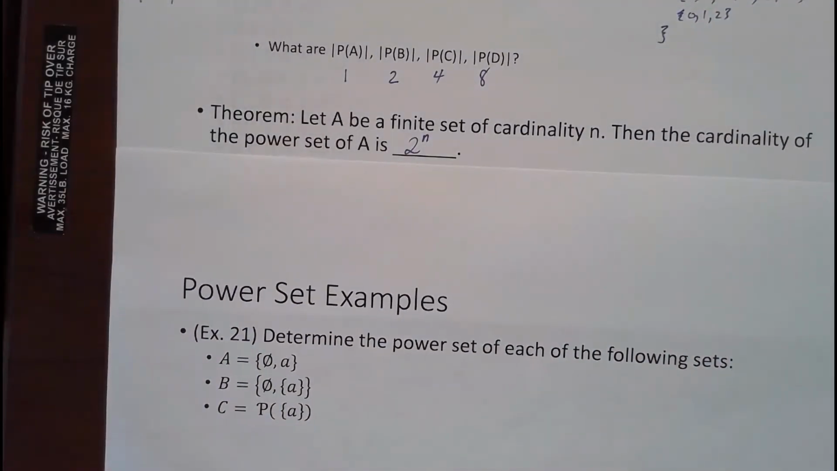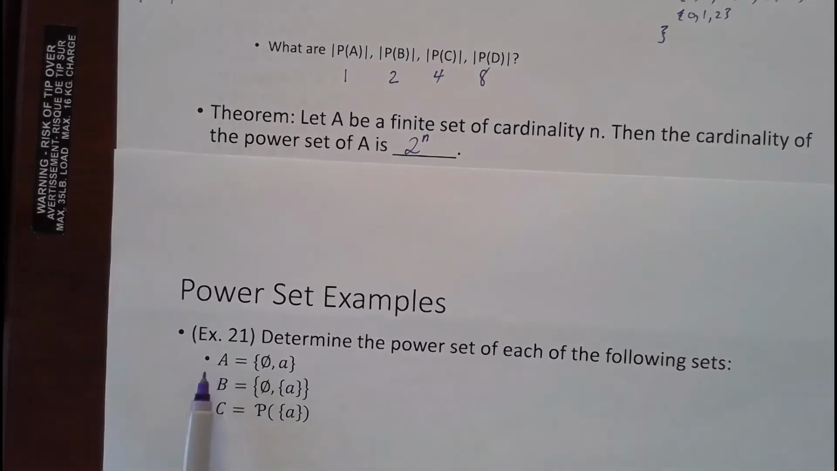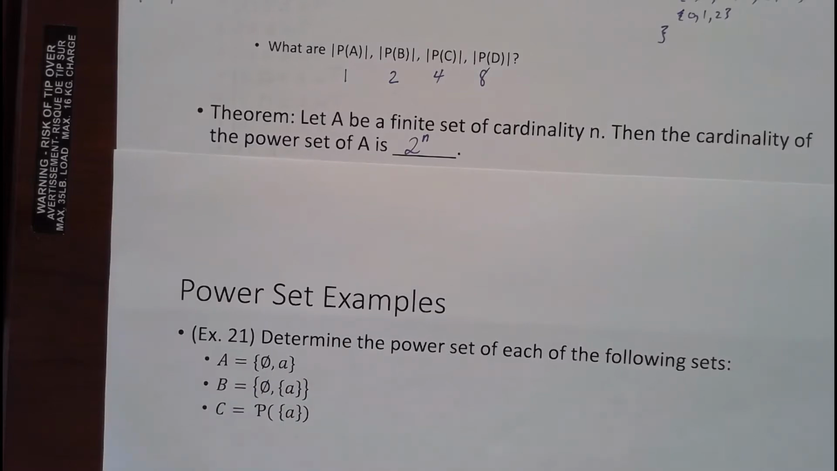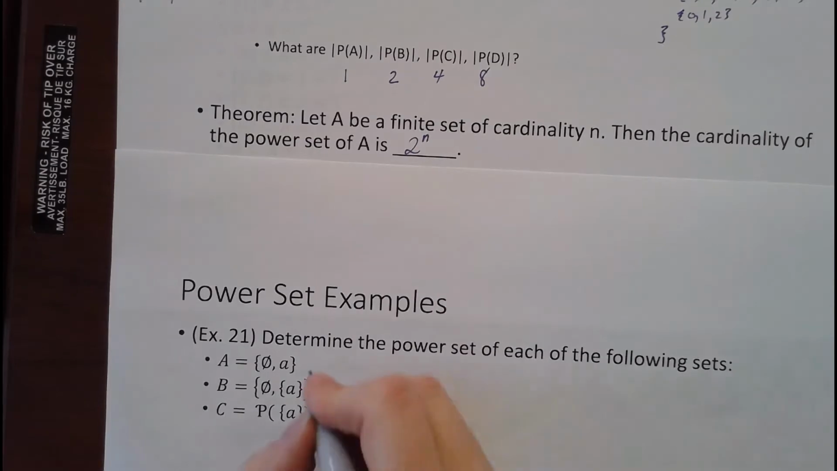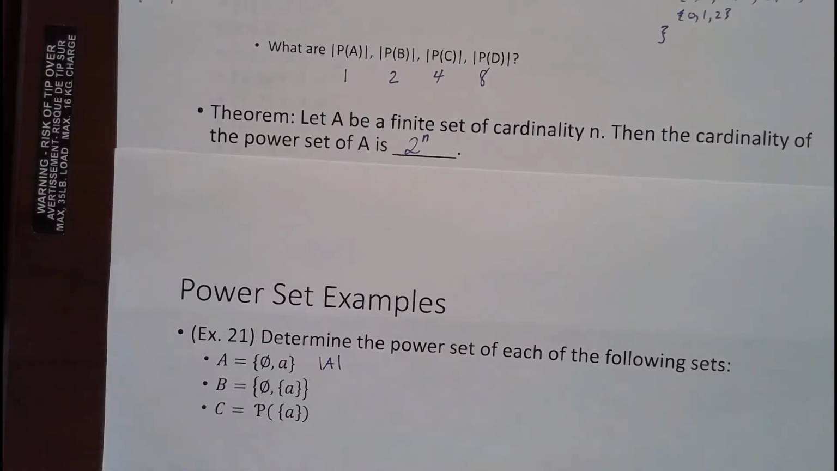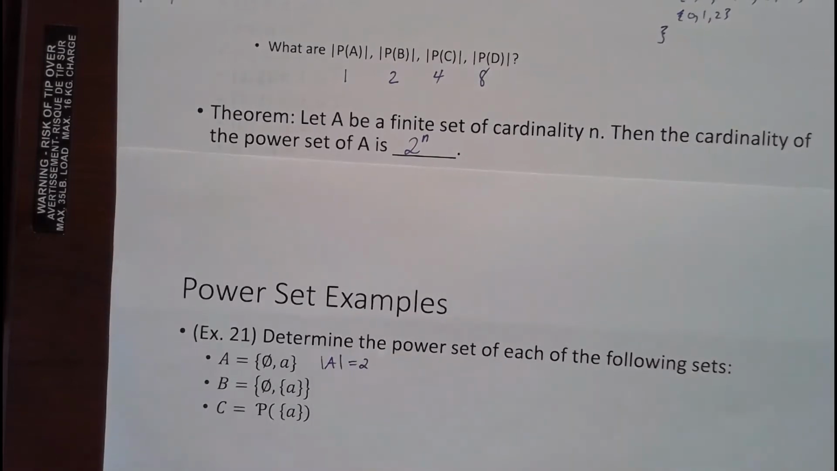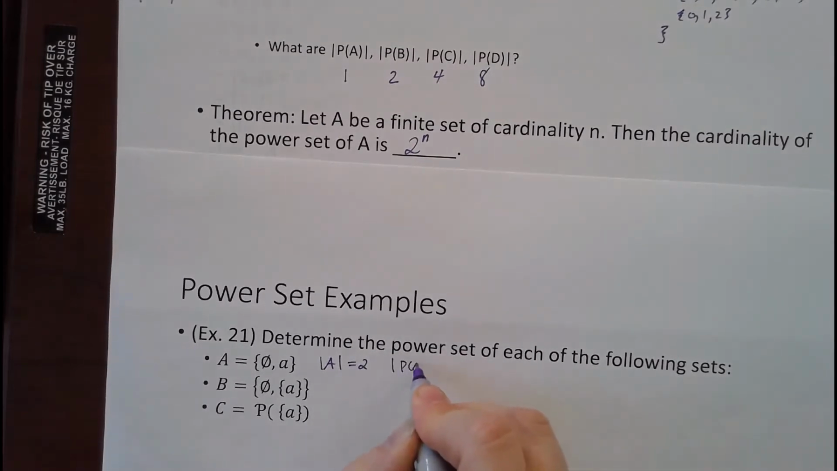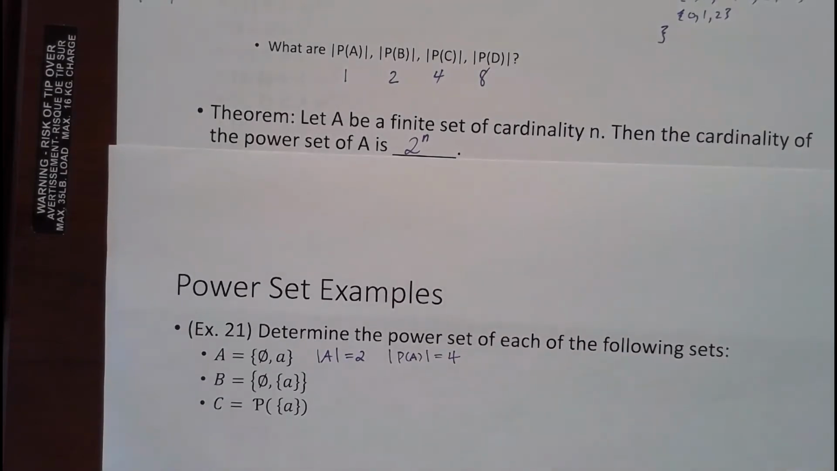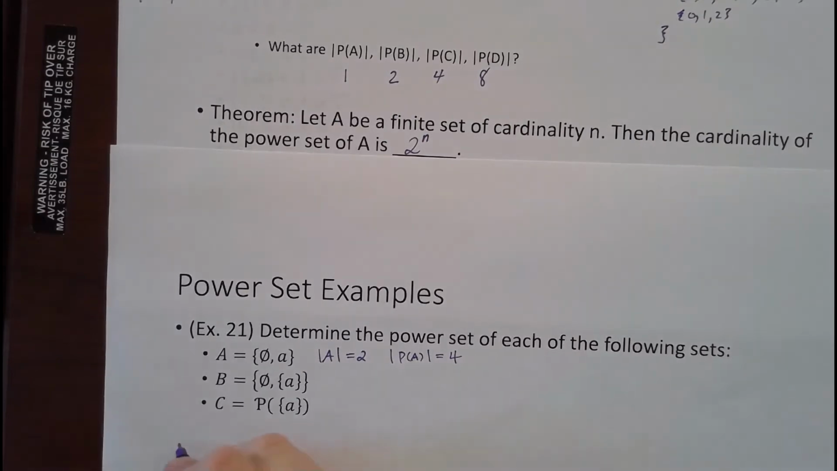Okay. So we've got a set here, A. It contains 2 things. It contains the empty set and the letter A. So what is the cardinality of A? It's 2. So when we make the power set, how many things are we expecting in the power set? We're expecting 4. Okay. So that will be a good way for us to check ourselves.